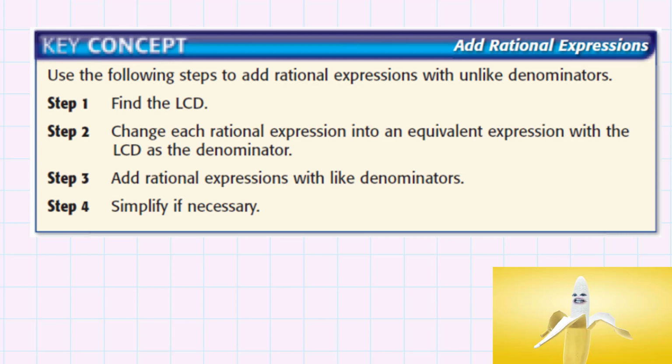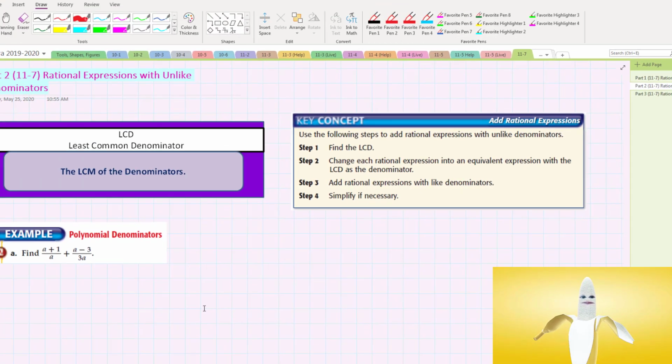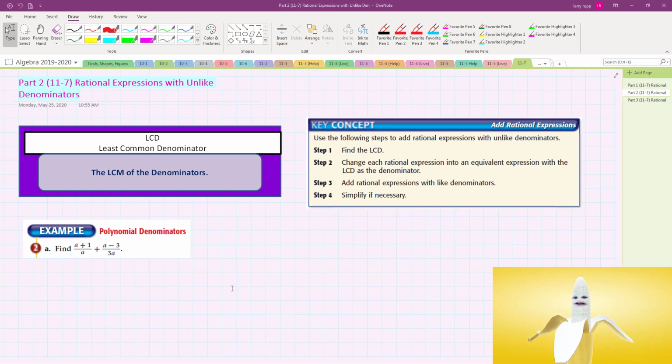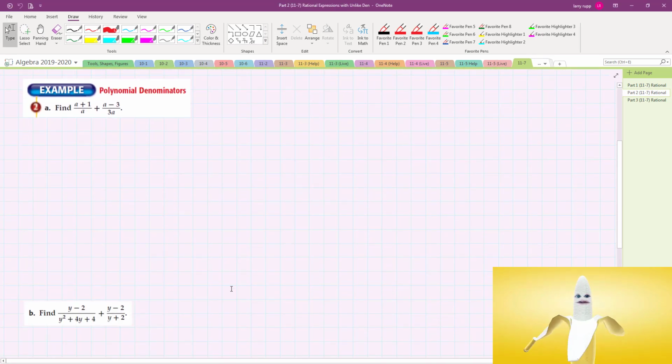Step 2 is change each rational expression into an equivalent expression with the LCD as the denominator. So basically you're rewriting it over the common denominator. Then you add the rational expressions with like denominators. In other words, you now can add the numerators together. And then at the end, you simplify. Well, it's pretty wordy as a set of steps go, but fundamentally it is true. Alright, so let's do example 2.